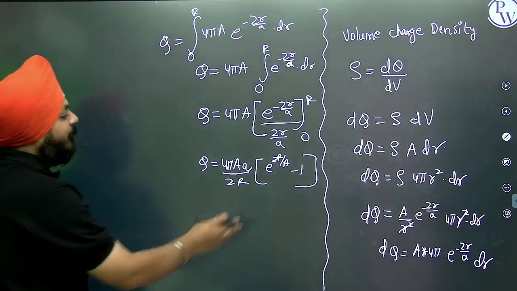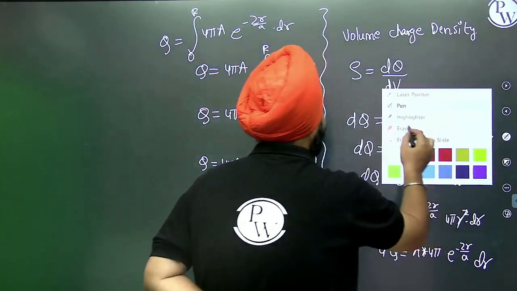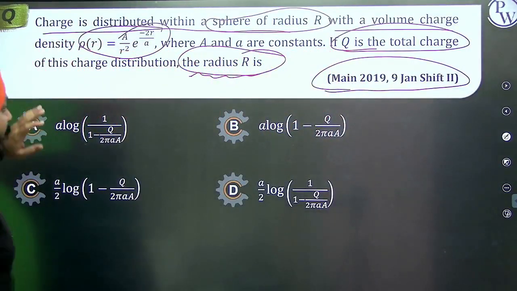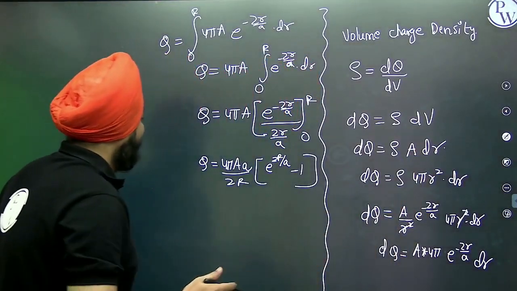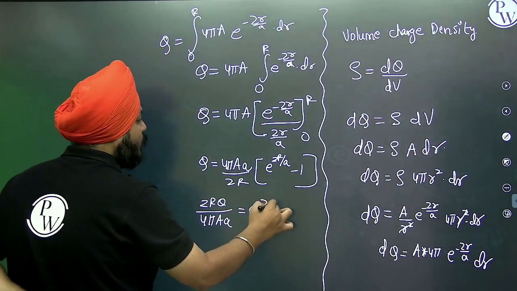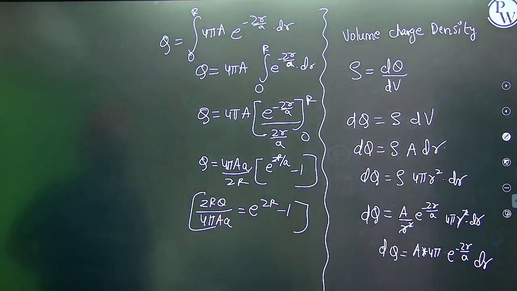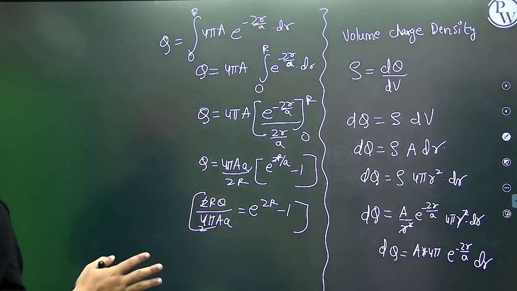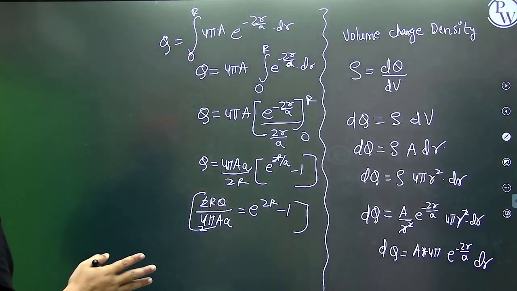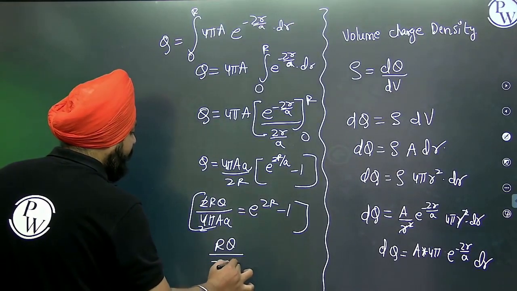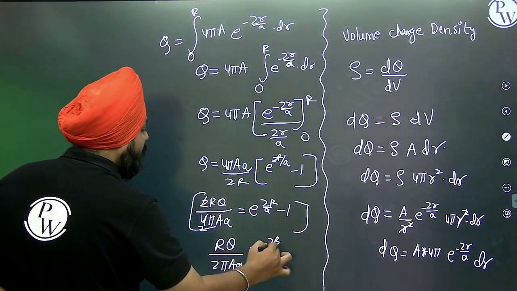Now we need to calculate the value of r. Sorry, this a is small a. Now this is what we need to calculate. So it means yes, log is going to come up. So it is 2 r q whole divided by 4 pi A into a is equal to e raised to 2r minus 1. But this is going to get cancelled, this 2 is going to get cancelled, something is remaining. So this is going to be r q whole divided by 2 pi capital A small a is equal to e raised to 2r by a minus 1.